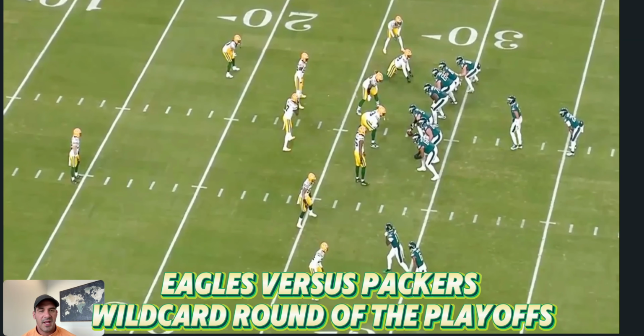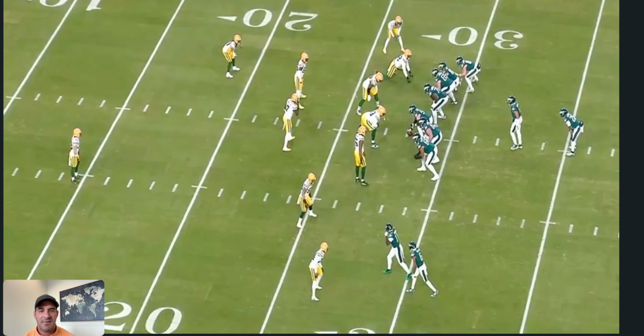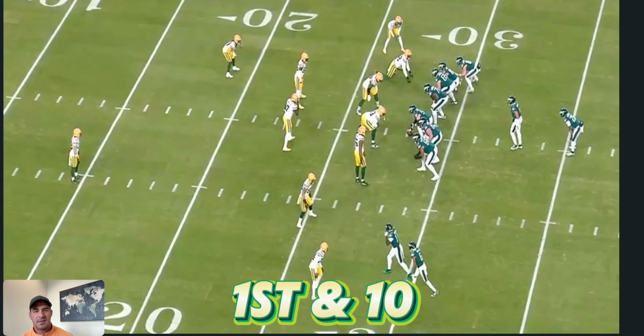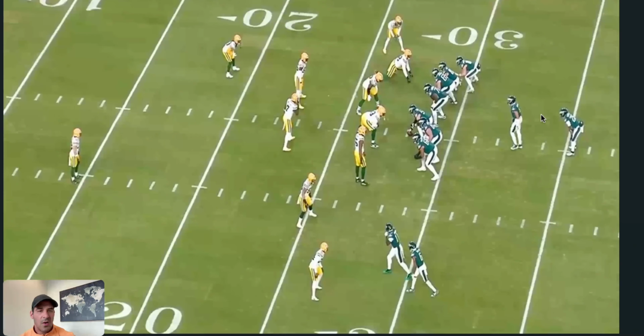Let's film study. Eagles-Packers wild card round of the playoffs. This is the Eagles' first possession after they recovered a fumble on the kickoff. And what we've got here is a 1st and 10 play. Okay, 1st and 10. And the Eagles are in 12 personnel.